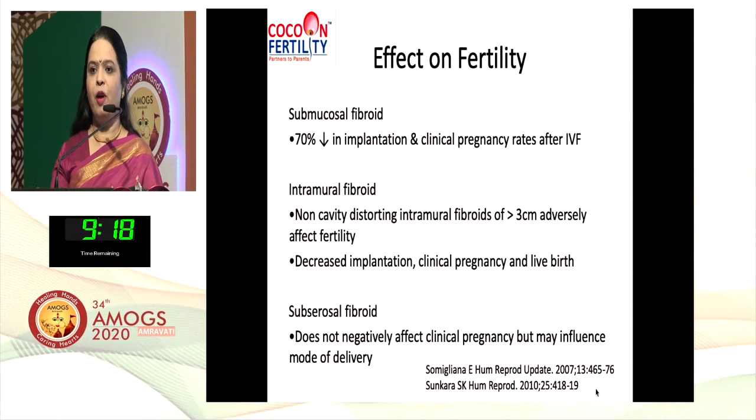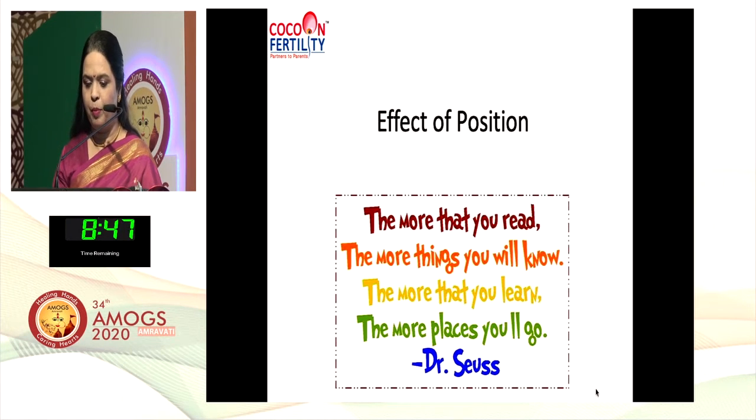So if you have a submucous fibroid, we go back to the FIGO classification there. I have a 70% reduction in my implantation and clinical pregnancy rates. With an intramural fibroid, which is non-cavity distorting and more than 3 centimeters, I will still have a negative impact. I will have decreased implantation, decreased live birth rates, and decreased clinical pregnancy rates, obviously. Subserosal fibroid, the jury is still out on this. People believe that they do not negatively affect the chances of falling pregnant, but the outcome of your labor and your delivery will be massively hampered by them.